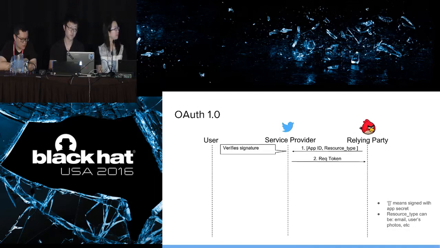During this flow, as we said before, there are three participants: user, service provider, and relying party. At the very beginning, the relying party sends a request to the service provider saying, this is my application ID, and I want to access these kinds of resources of this user. The square brackets mean the request is signed by the application secret we talked about before. The service provider verifies the signature, and after that, sends a request token back to the relying party.